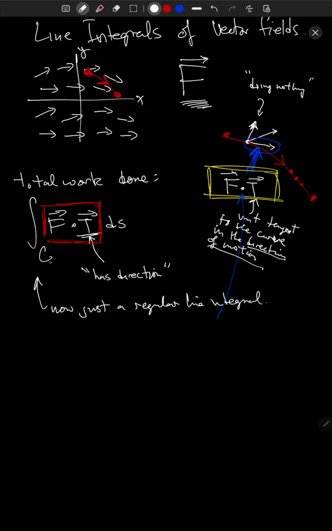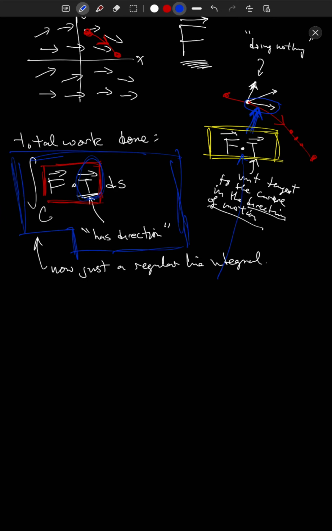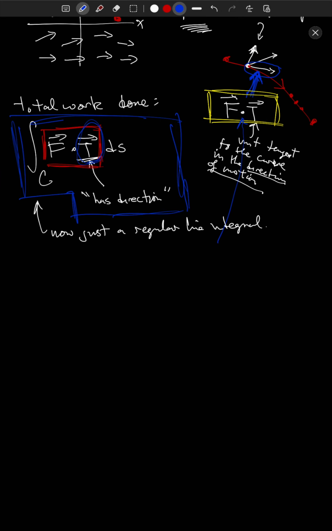This is why I wanted to get rid of the arrow on the C, because when you calculate this thing right here, you can do any parameterization you like. But if you do a backwards parameterization, you have to remember that your direction T was wrong, and you have to put a negative sign in front of your answer. So obviously the most convenient thing to do is find a parameterization that's in the same direction that you're interested in, but you do have this flexibility.